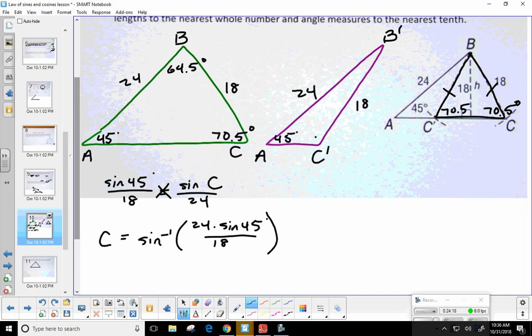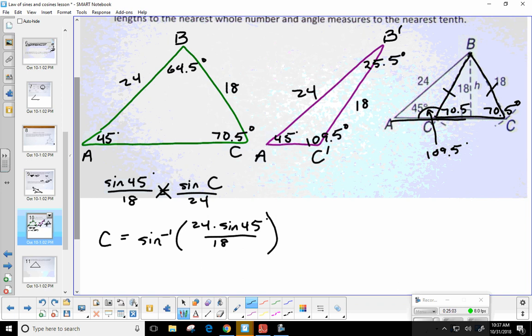How does that help me in the second triangle? Right here, wouldn't this angle be supplementary to the 70.5? What is that? 109.5. This angle right here, 109.5. That in turn helps me get B prime. So what's that remaining angle, now that we know the obtuse angle on the second is 109.5? A little off. I got 25.5.